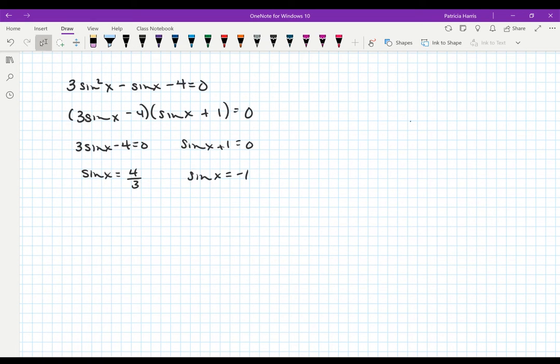Okay, so now you have to think of it this way. You can't just type it in your calculator. You need to think about this. So does sine ever have a ratio that's greater than 1? No. So this first one yields no solution.